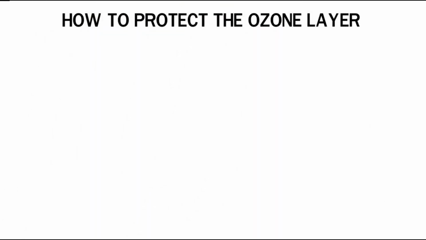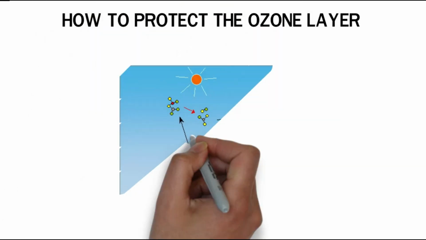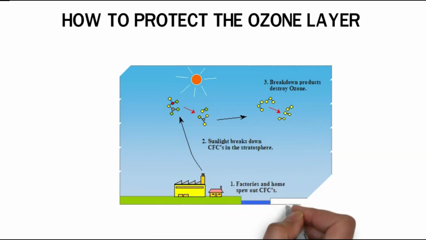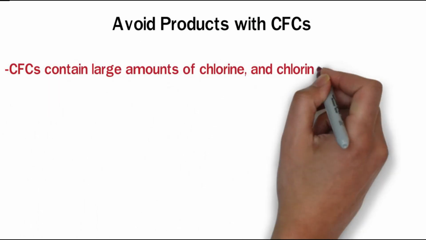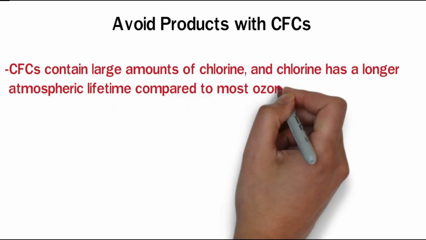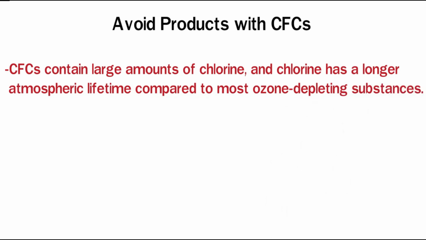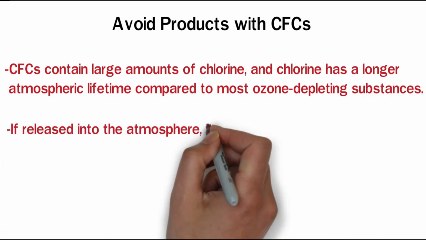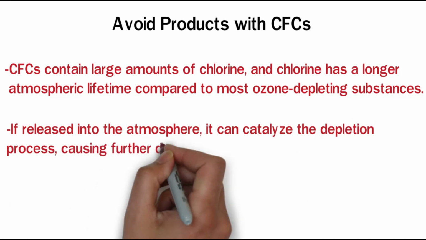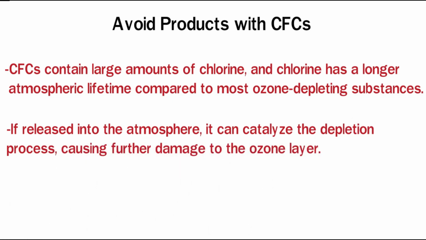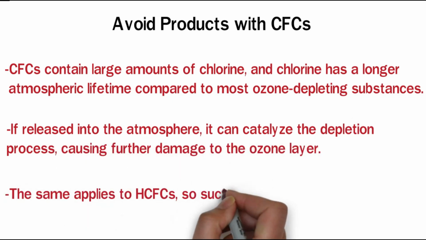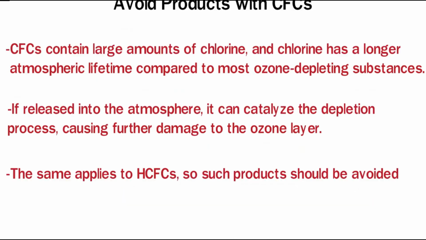How to protect the ozone layer? Caring for the ozone layer is very easy. We only have to stop using certain chemical compounds. Avoid products with CFCs. CFCs contain large amounts of chlorine, and chlorine has a longer atmospheric lifetime compared to most ozone-depleting substances. If released into the atmosphere, it can catalyze the depletion process, causing further damage to the ozone layer. The same applies to HCFCs, so such products should be avoided.